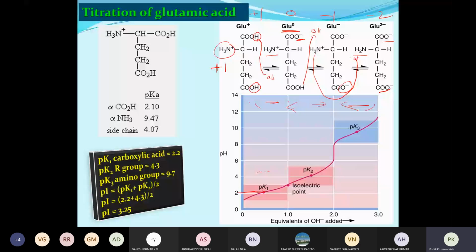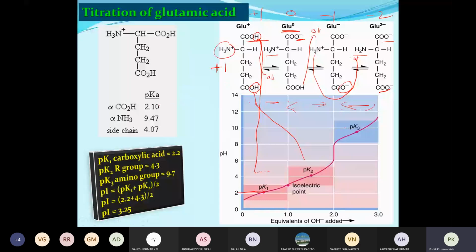And when we apply the Henderson-Hasselbalch equation, we understand that the pH at that point is nothing but the respective pKs. Here pK1 is because of the ionizable alpha carboxyl group, pK2 is because of the side chain carboxyl group, and pK3 is the amino group. In the sense, during titration, the more acidic protons are lost first. So here, when we have three ionizable groups, the alpha carboxyl group loses its proton first, then the side chain carboxyl group, then the alpha amino group.